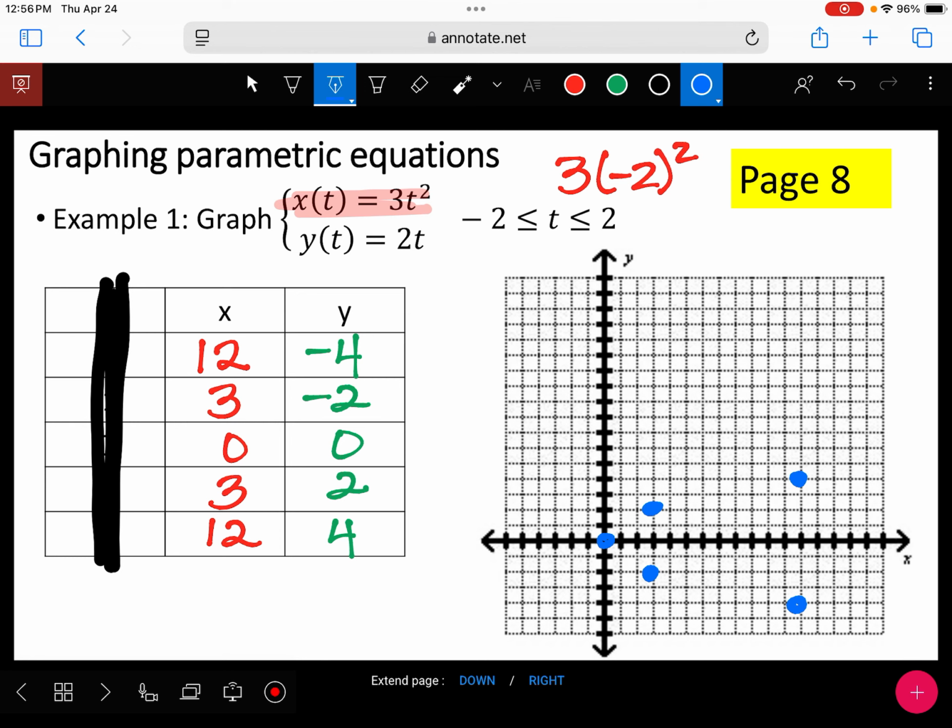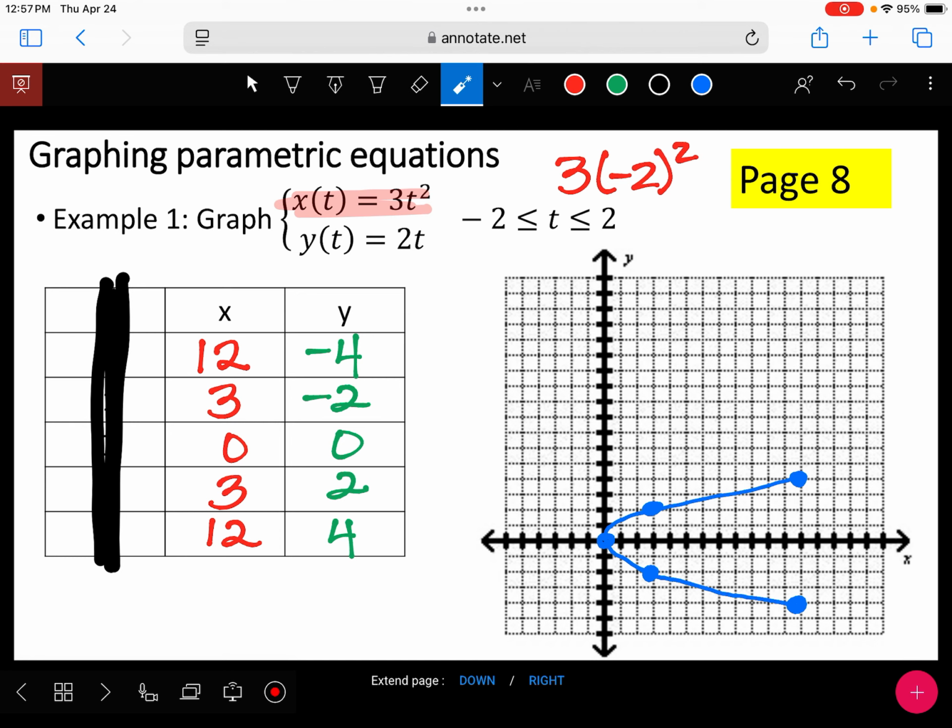This curve does not have arrows because there are only 5 points. So when you draw your curve, it has 2 endpoints. This curve has a start and it has an end. That is what your curve should look like. No arrows, because my t value is not -infinity to infinity. It's -2 to +2. 5 points, no arrows.